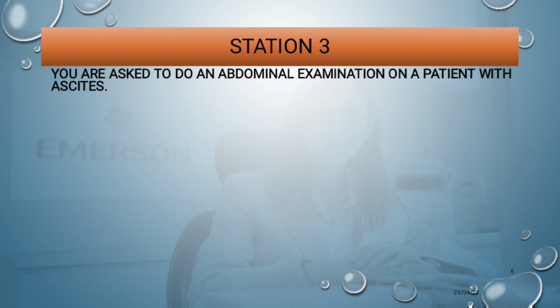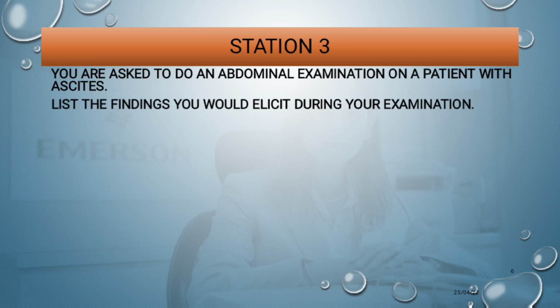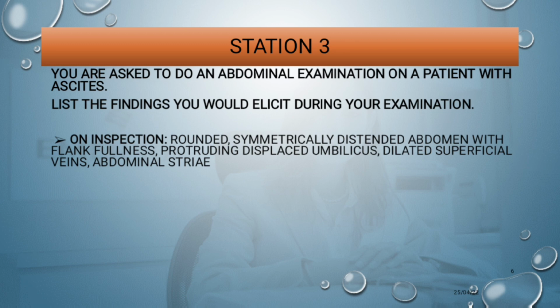So this is station 3. You are asked to do an abdominal examination on a patient with ascites. List the findings you would elicit during your examination. Even if you are just writing them down somewhere, this is how you also write them down.